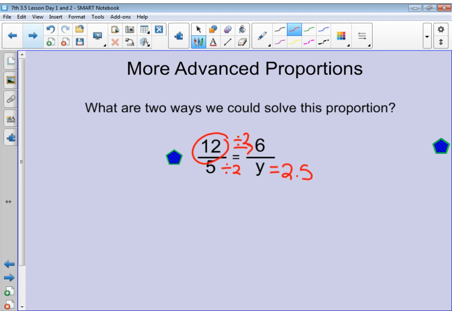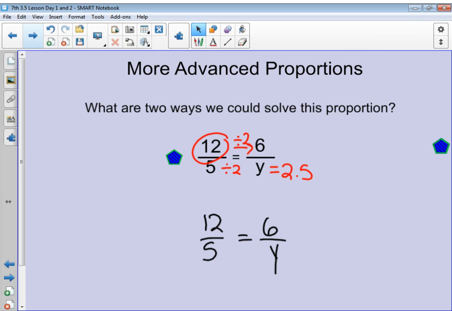Another method that you can use is what we call cross multiply and solve, or cross multiply and divide. So when we have that, I'm going to write out our original ratio, which was 12 over 5, equal to 6 over y. And when we go through to solve this, we can use that process of cross multiply. So we're going to multiply where we have 2 diagonal, and then we're going to divide or solve in the last part.